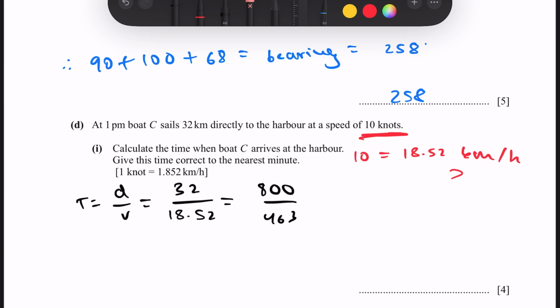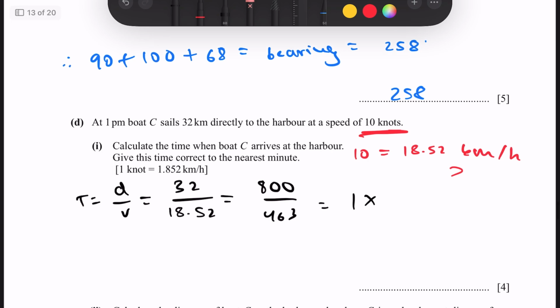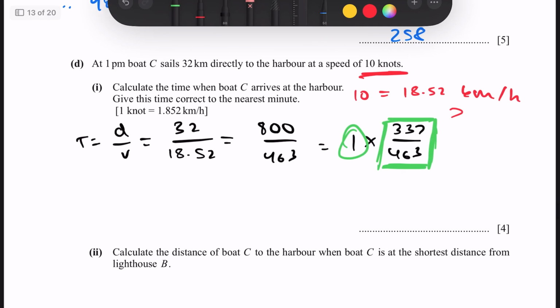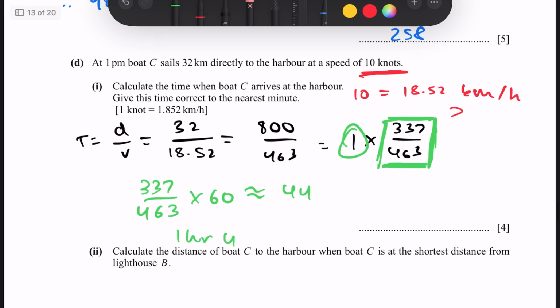mixed fraction form, we get 1 and 337 by 463, which means that we travel 1 hour and some minutes. So 337 by 463 is a fraction of an hour. To convert it to minutes, we multiply it by 60: 337 divided by 463 times 60, which is around 44 minutes. So the time that it takes traveling is equal to 1 hour 44 minutes.